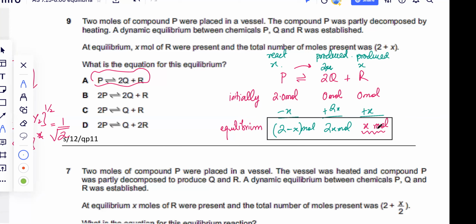I mean, over here it's going to be 2 minus X moles of P, and there's going to be 2X moles, and there's going to be another X moles, right? So I'm getting 2 plus 2X moles, which is wrong, because he was very specific that the moles at equilibrium were 2 plus X. Is this clear?